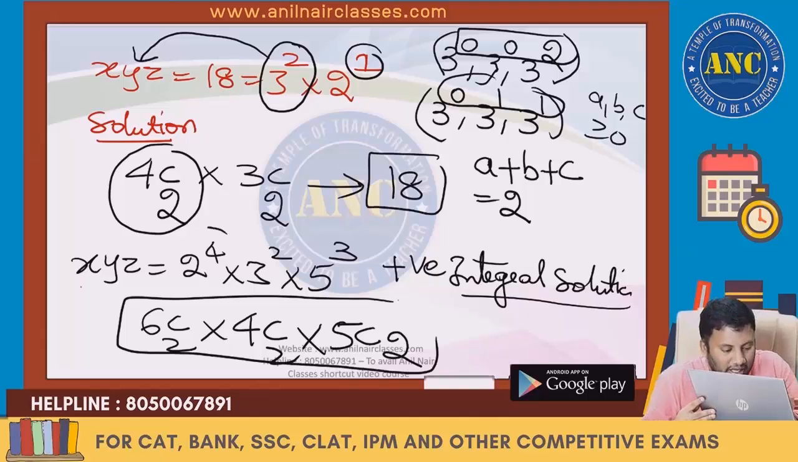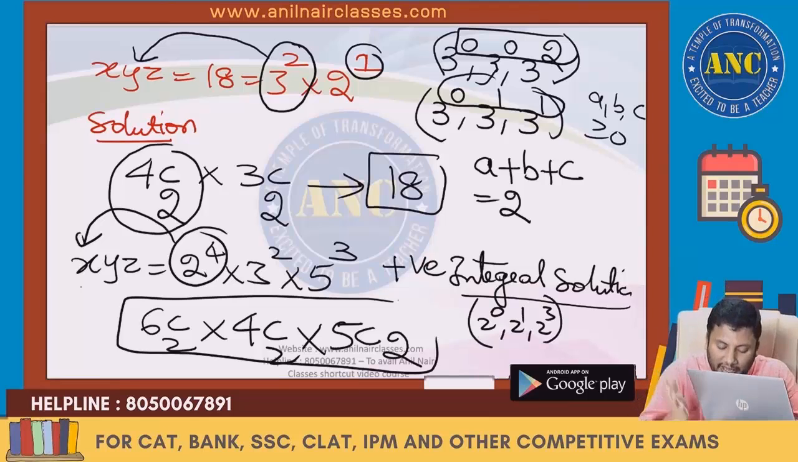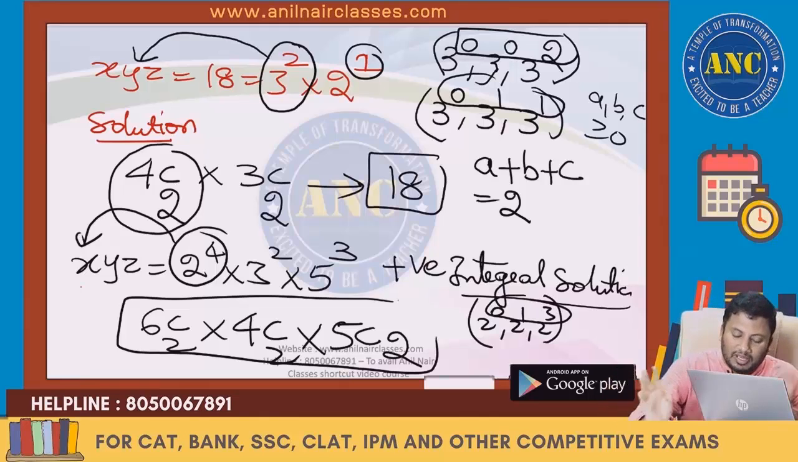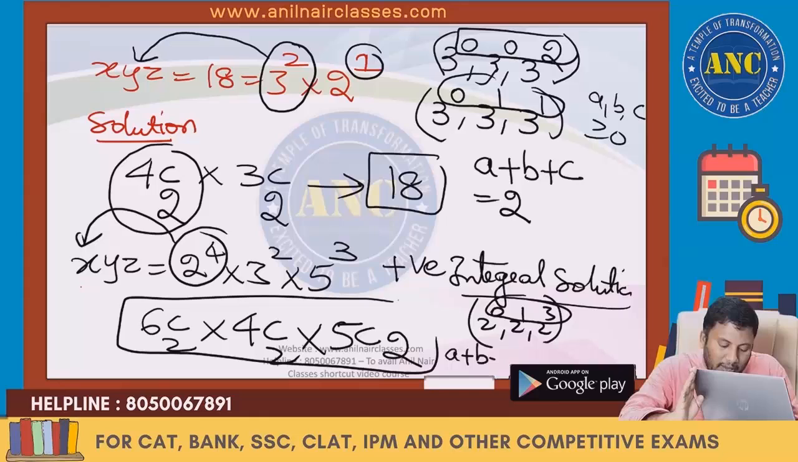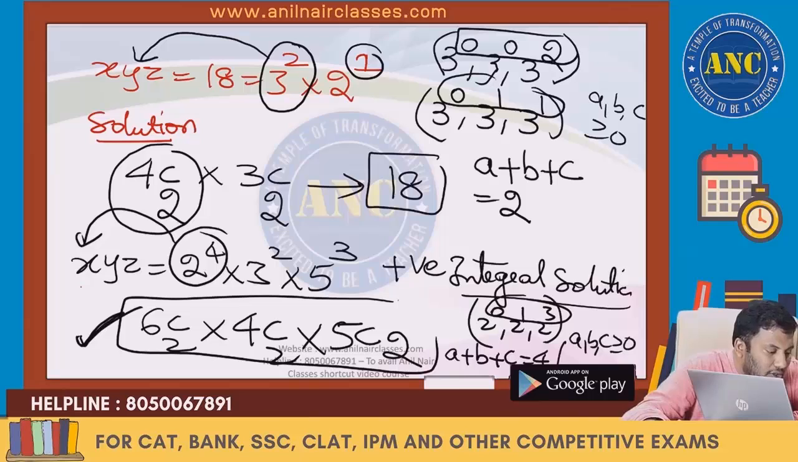If 2 power 4 has to be distributed on X, Y, Z, it can be 2 power 0, 2 power 1, 2 cube, which is one way. The sum of the powers is 4, and the powers can also take 0. So A plus B plus C is 4. 4 plus 3 is 7, and 7 is 6C2. I hope the idea is clear to you.